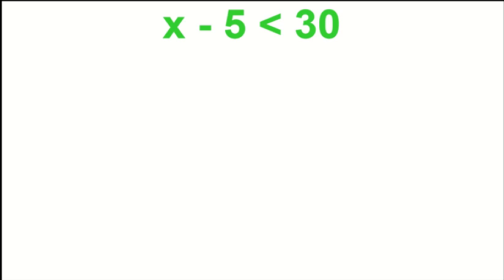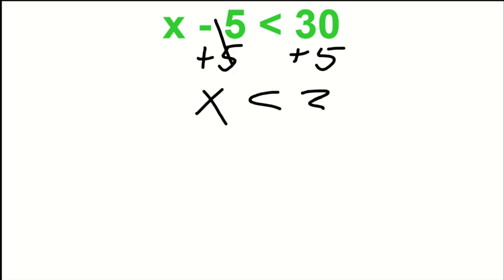When we have an inequality, and we'll start with this one, this is a one-step inequality, we solve them by doing the opposite. So I've got x minus 5, I add 5 to each side. So I'm left with x, because that cancels out, less than 35. Okay? That's it.